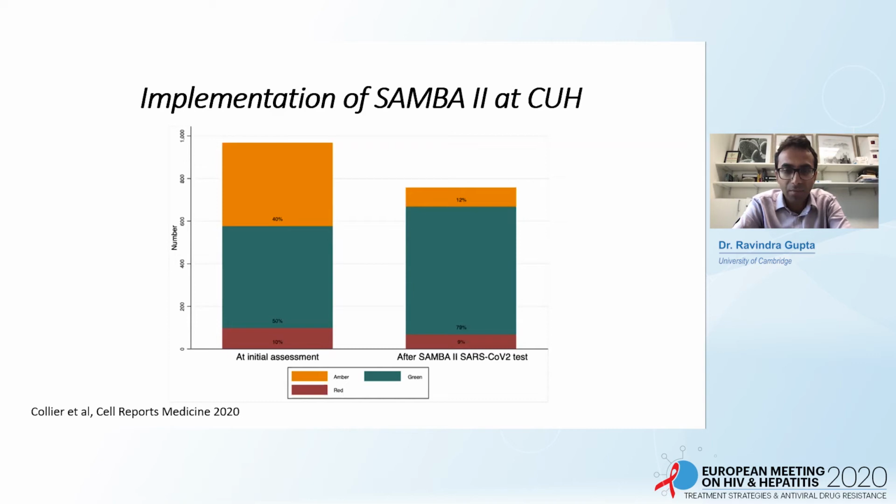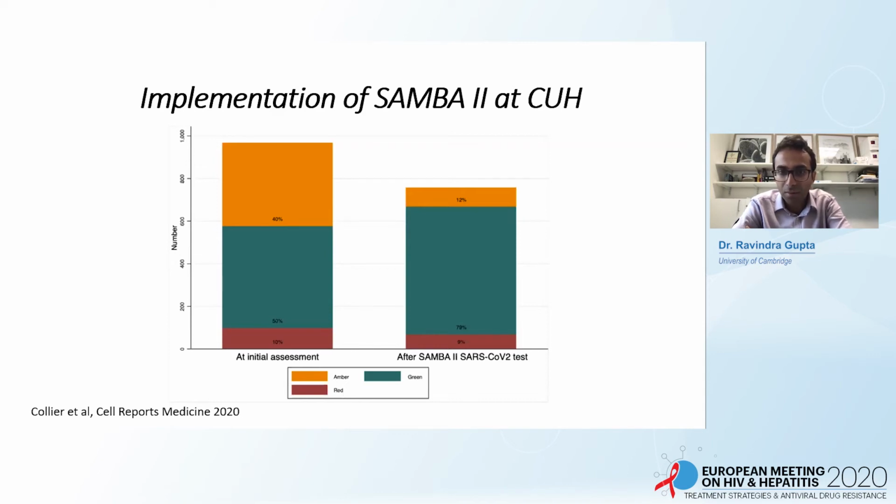You can see that on the left, before Samba was available, we had large numbers of people in the amber, the orange area, 40% where we weren't really sure, and half of patients were in the green category, with 10% in the red high category. The important thing here is that people in amber were the ones who needed to go into specific side rooms and isolation rooms, which are in short supply in our hospitals.